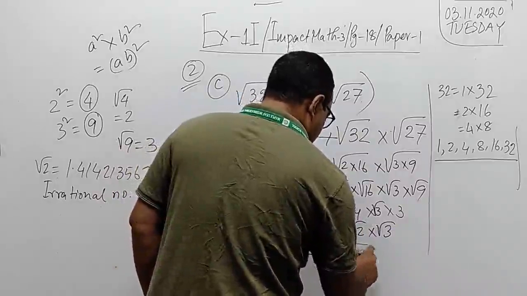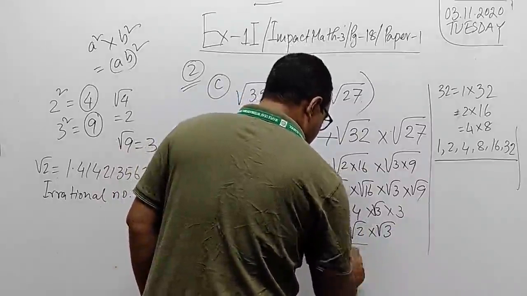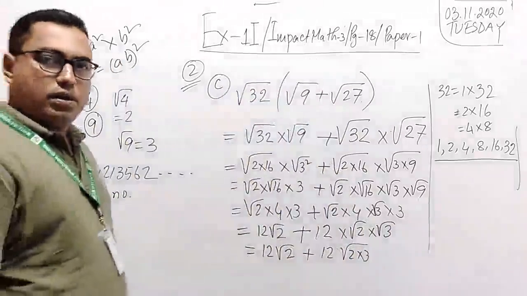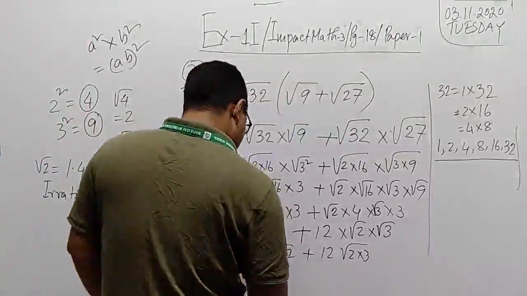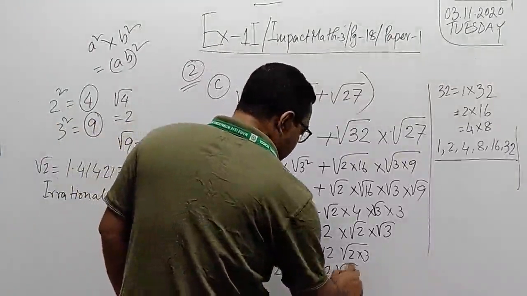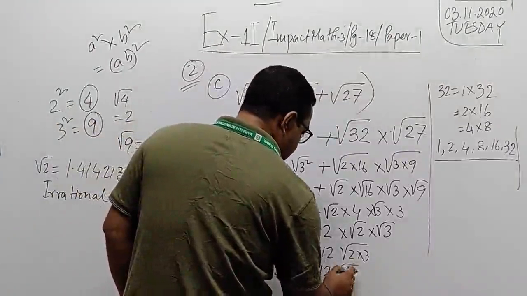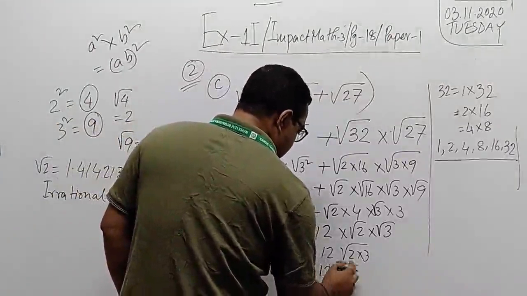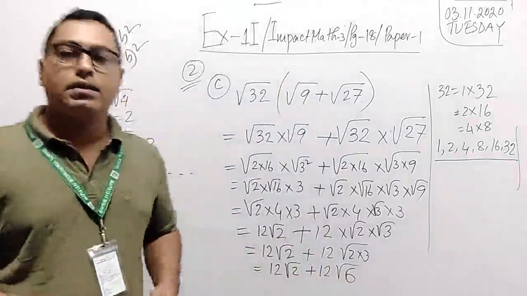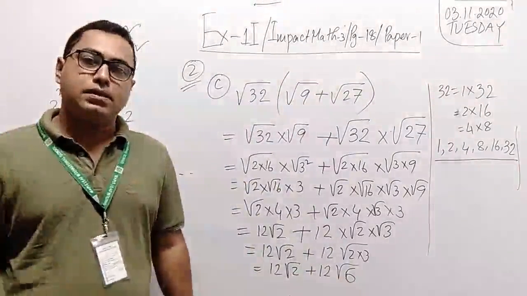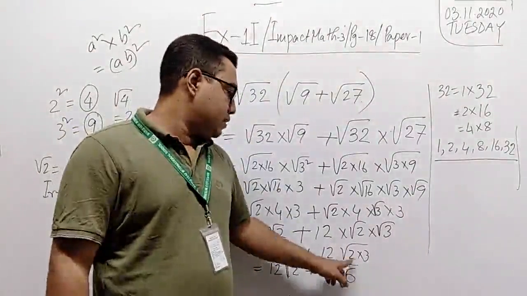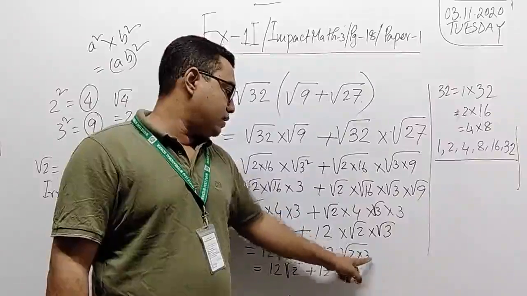So 2 into 3, you could write 3 into 2, no problem. 2 into 3, so that is 12 square root of 2 plus 12 square root of 6. That is the answer, the simplest form of the sum. Look here, square root of 2 into 3 is 6.